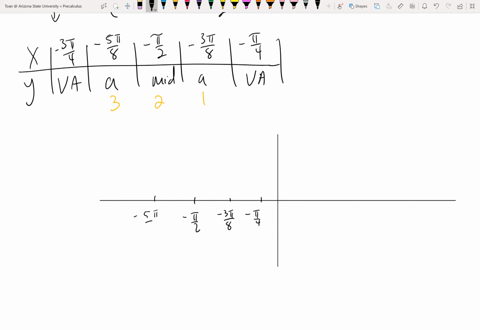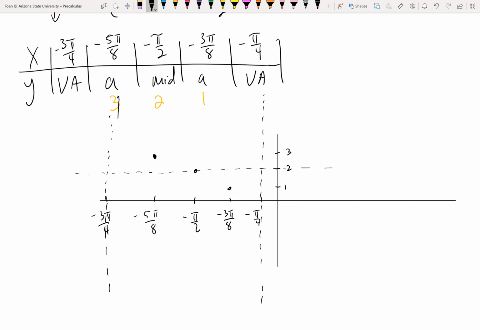Negative 5 pi eighths, negative 3 pi fourths. Let's see here. My special y values are 1, 2, and 3. Midline at 2. Vertical asymptotes at the ends here. And since it's a negative tangent, I know to the left it goes up, to the right it goes down, in the middle is midline.